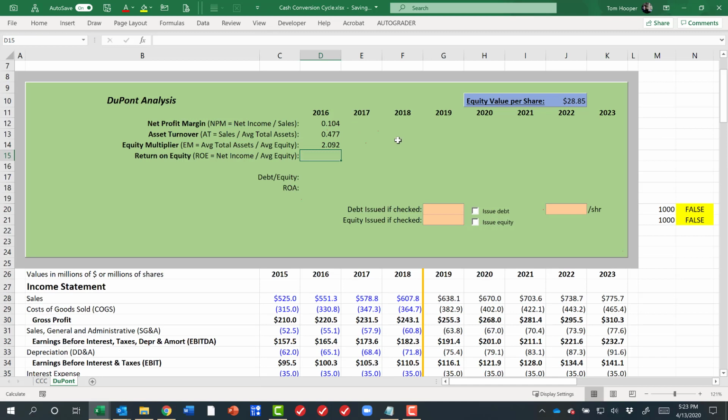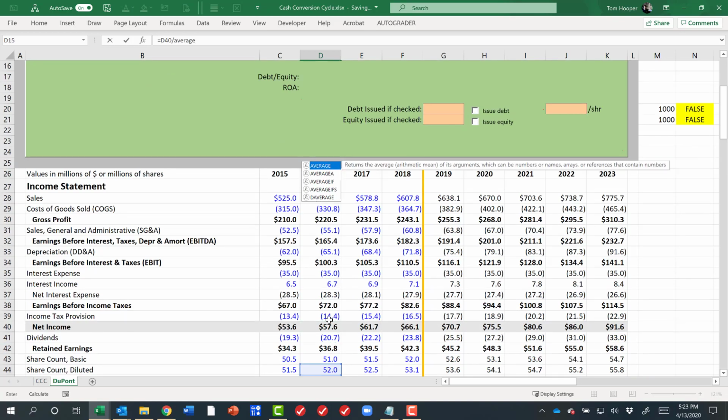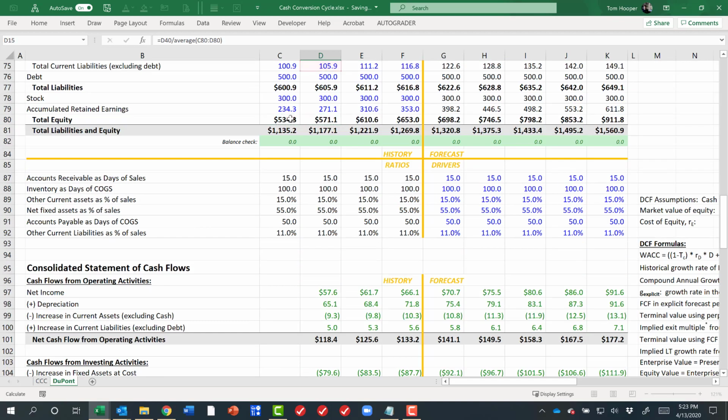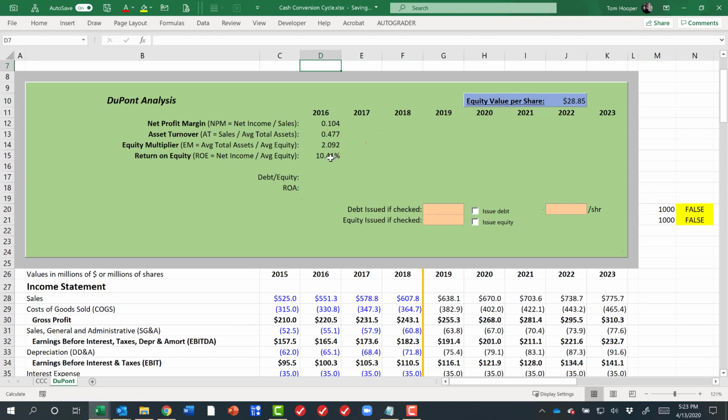Now, before I multiply those together, let's just make sure we got the math right and say, what would the net income over the average equity be? And we're expecting an answer of 10.41%. So if I said this times this, there's also a product function. That was easy enough. We get 10.41%.